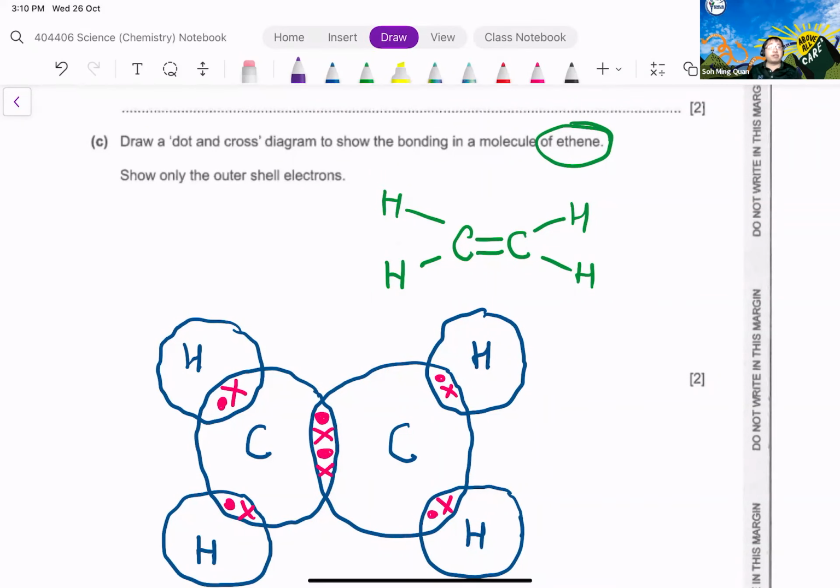Okay, so I think we have gone through this before. If you are still unfamiliar with the dot and cross diagram for organic molecules, please rewatch my video, Organic Chemistry Summary Part 2. Okay, it's on YouTube.